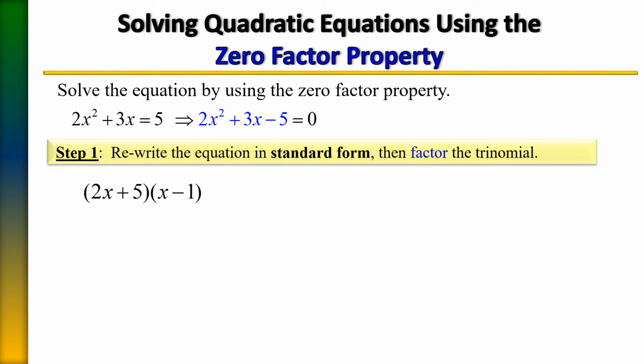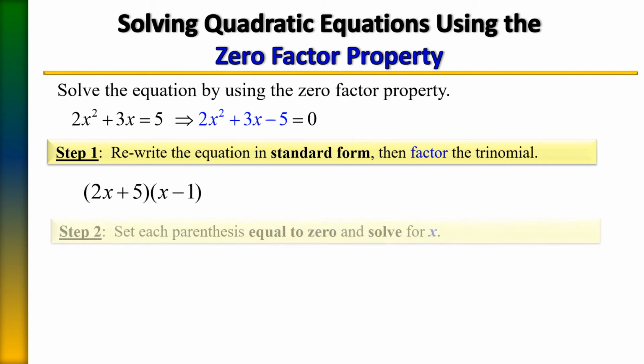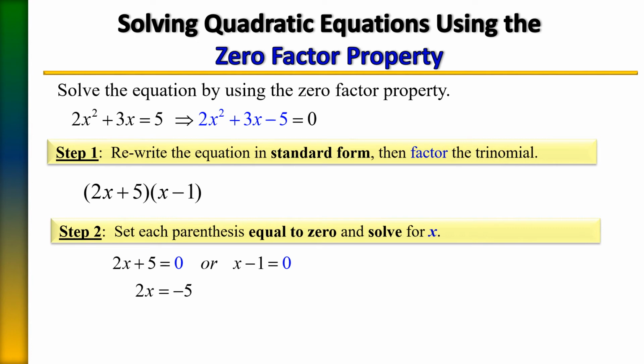Next, I want to take each parentheses and set them equal to 0. So I'm going to set 2x plus 5 equal to 0, and then I'm going to set x minus 1 equal to 0. Now I want to solve both of these for x. So for the first equation of 2x plus 5, what is the first thing I need to do to solve for x there? Yes, that is correct. I'm going to subtract 5 from each side.